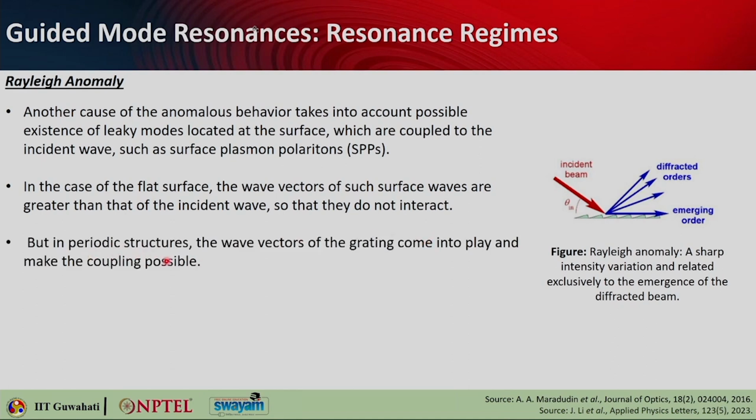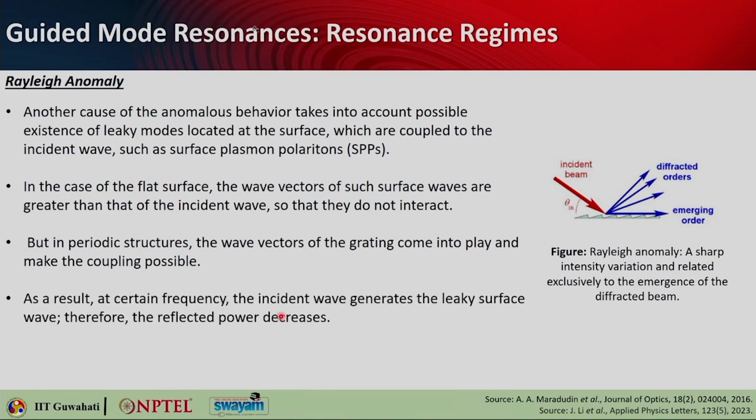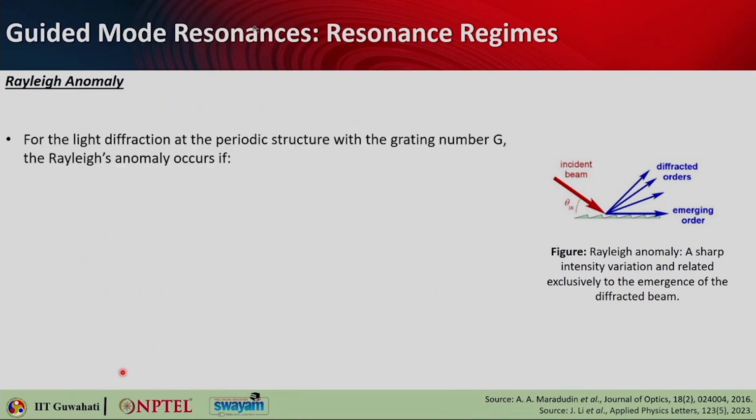But when you look at periodic structures, the wave vectors of the grating come into play. Because of that, the coupling becomes possible, and as a result at a certain frequency the incident wave will generate the leaky surface waves, and in that case the reflected power will decrease. So, this effect becomes resonant, and because of that the reflection curve will get a very narrow dip, and that will also give you a transmission maximum.